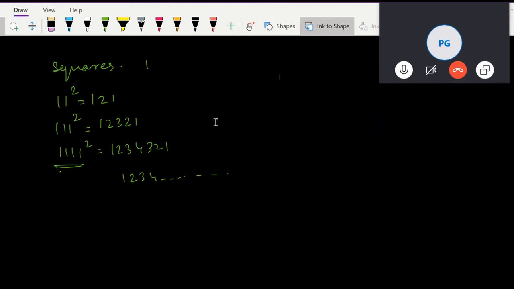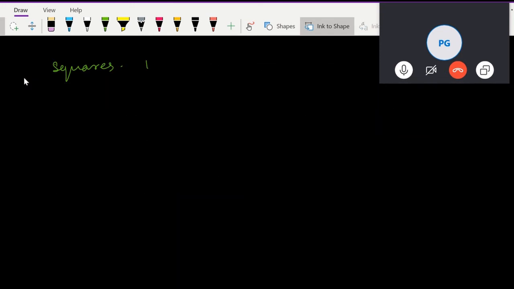Next, we'll do this for squares with 3. So what is 3 square? 9. What is 33 square? 1089. What is 333 square?